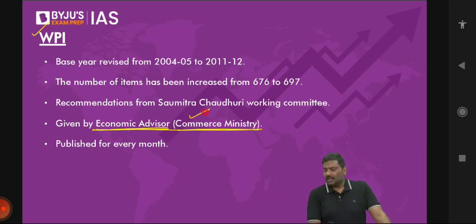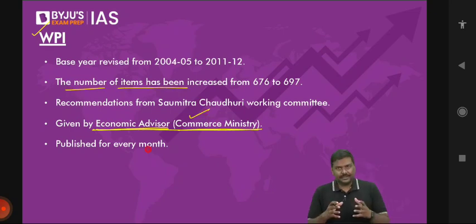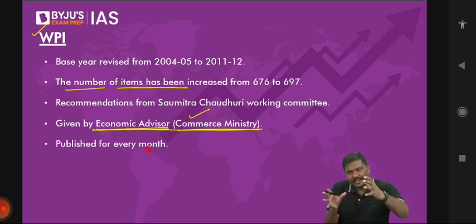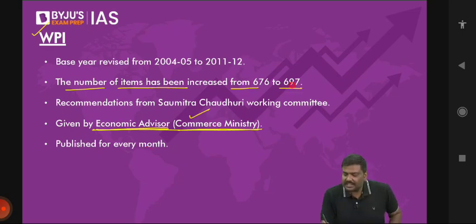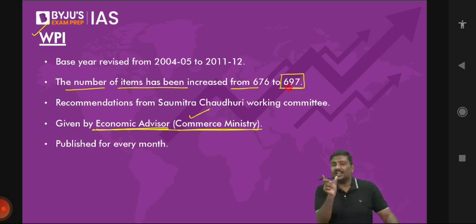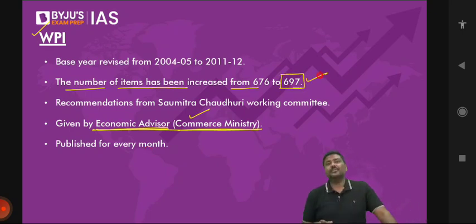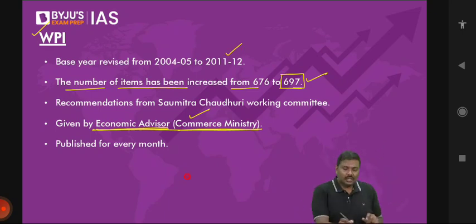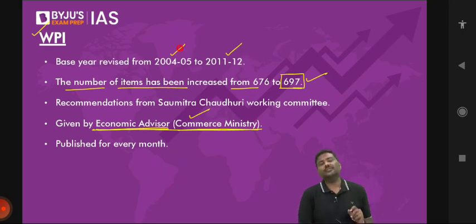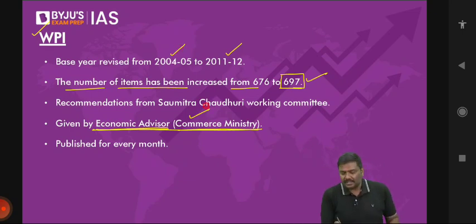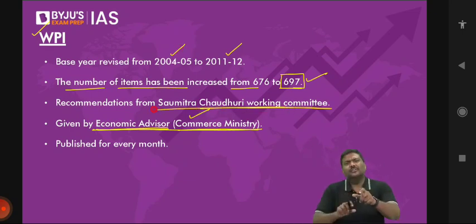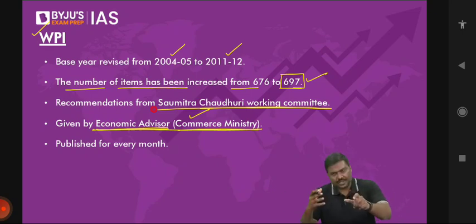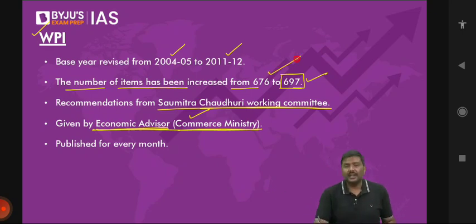Now, the number of items in the basket, for which you want to find out the change in price: the number of commodities in the basket is 697. Remember this. Right now we are using the base year 2011-12 to calculate WPI inflation. Earlier, the base year was 2004-05. The Government of India set up the Soumitra Choudhury Working Committee to look into whether we should change the base year and the composition, and based on its recommendation, we now have a basket of 697 commodities.